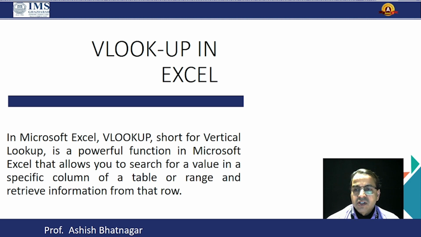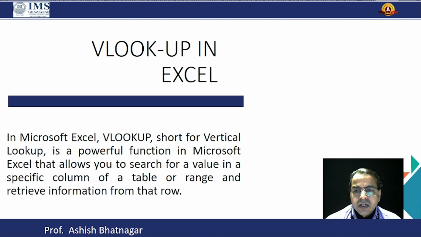VLOOKUP, meaning vertical lookup, is a powerful function in Microsoft Excel that allows you to search for a value in a specific column of a table or a range and retrieve information from that row. Basically, V means vertical. The Excel sheet is divided into two parts: first is a column, second is a row. VLOOKUP can fetch the data, the information, row wise.